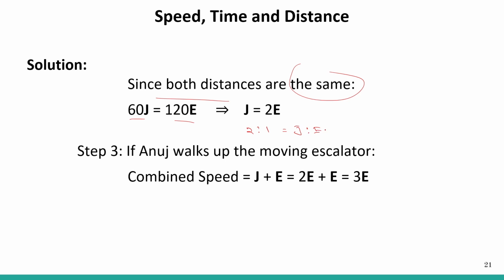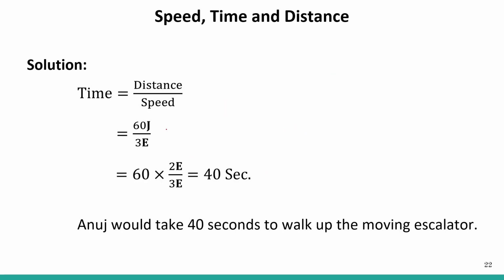So if Anuj walks up the moving escalator, the combined speed will be j plus e, that is 2e plus e, which is equal to 3e. So time is distance by speed, 60j by 3e. 60 into j is 60 into 2e, and we have 3e in the denominator. Cancelling the e's out, we are left with 20 into 2, which is 40 seconds. So Anuj would take 40 seconds to walk up the moving escalator.